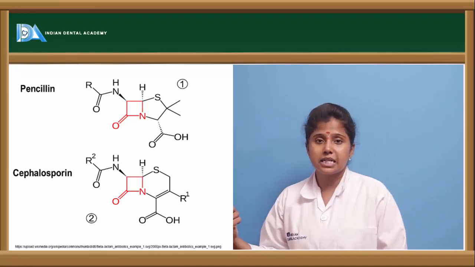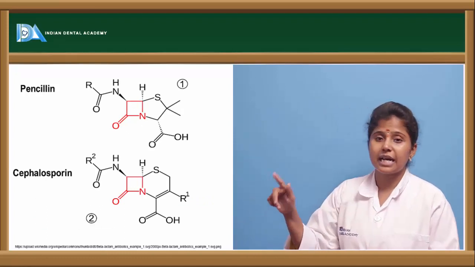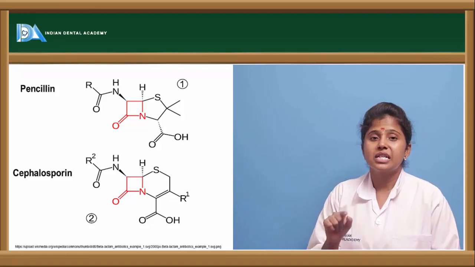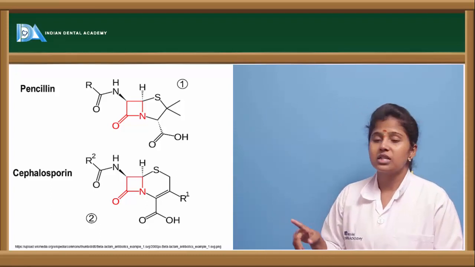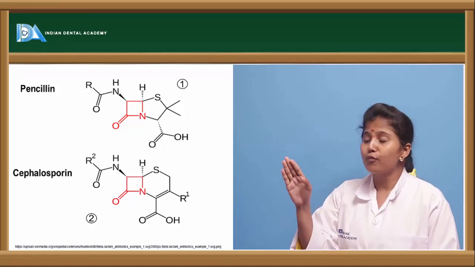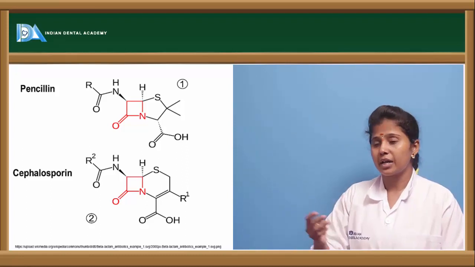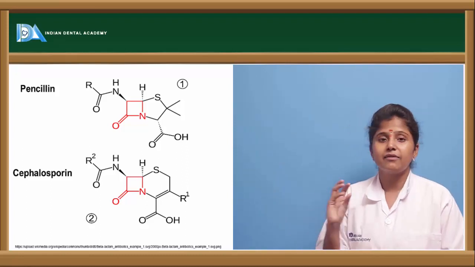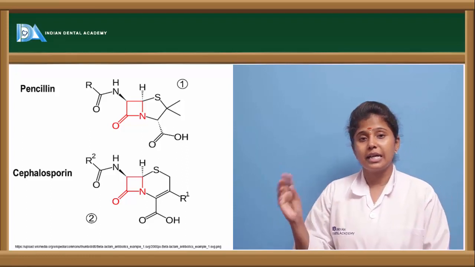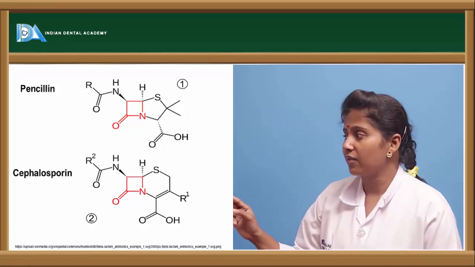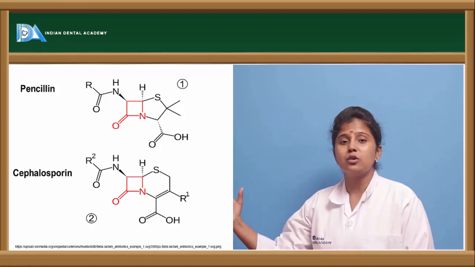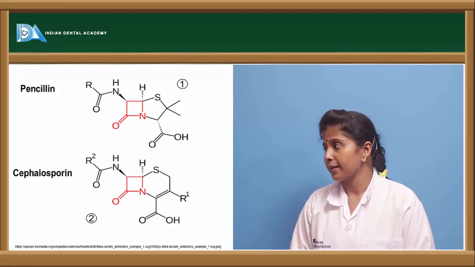Here we can see the structure of penicillin and cephalosporins. They have a ring structure. One has 4 atoms, that is 3 carbon atoms and 1 nitrogen, and the other has 5 atoms, again 3 carbon atoms, 1 sulfur and 1 nitrogen. So this completely constitutes the beta-lactam ring.